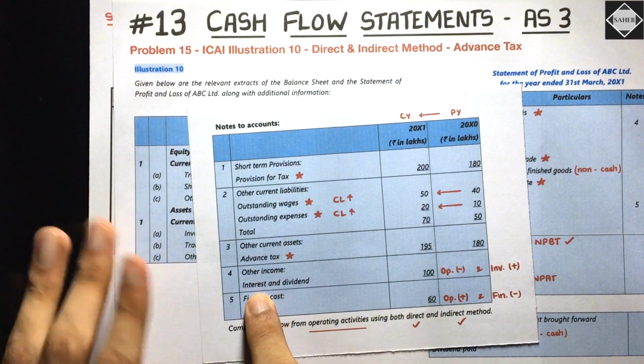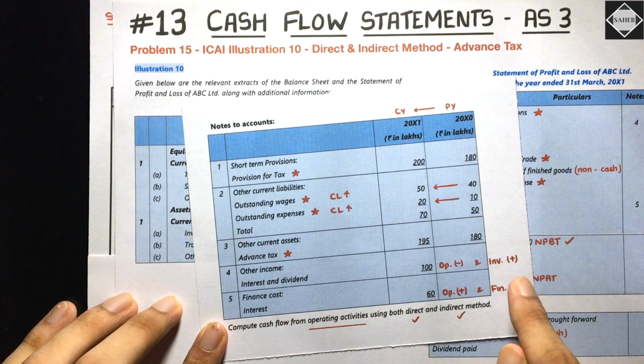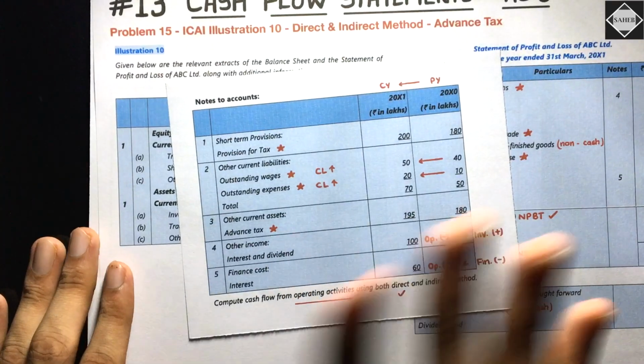Then other income, interest and dividend income. Can we take this? No, this is investing activity. We are just doing operating. I'm talking about operating. It's not related with the operating.